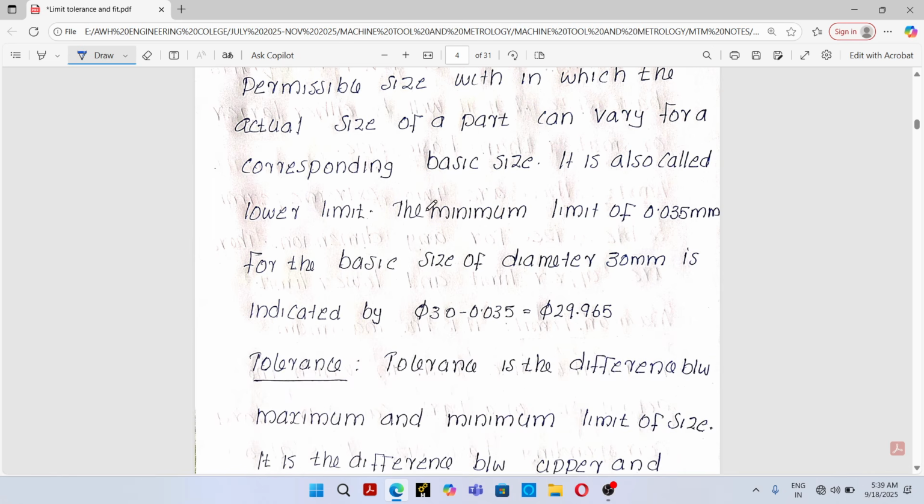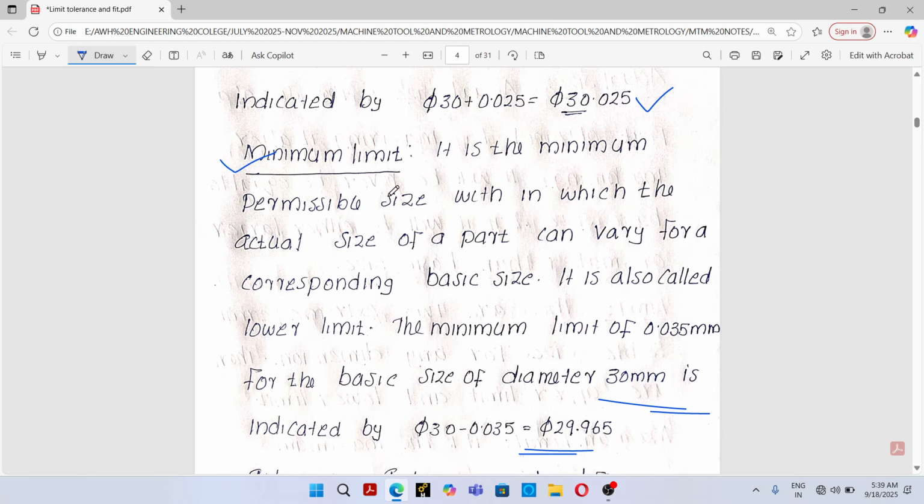For example, minimum limit of 0.035 mm for the basic size of diameter 30 mm is indicated by 30 minus 0.035, 29.965. So that's the concept of minimum limit.